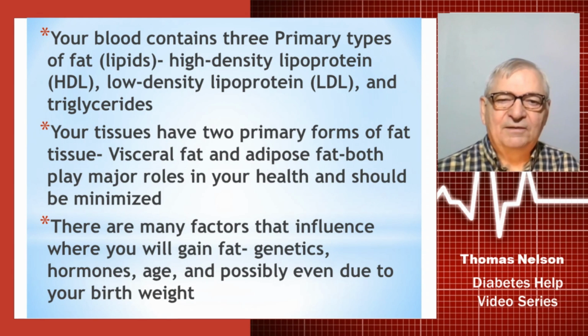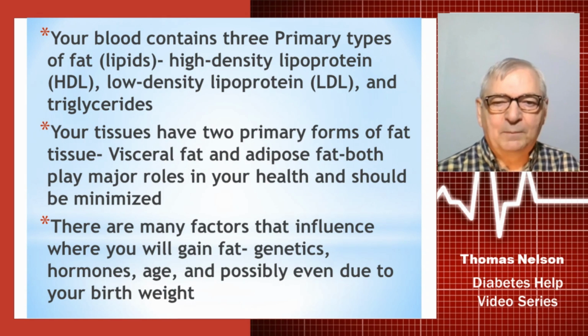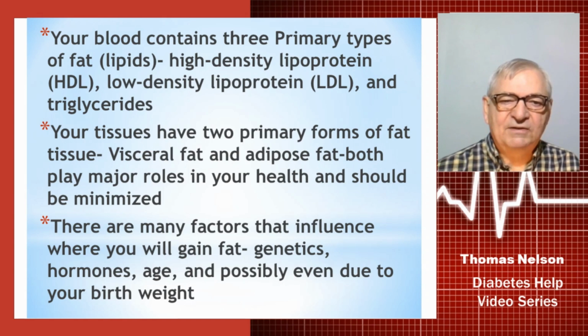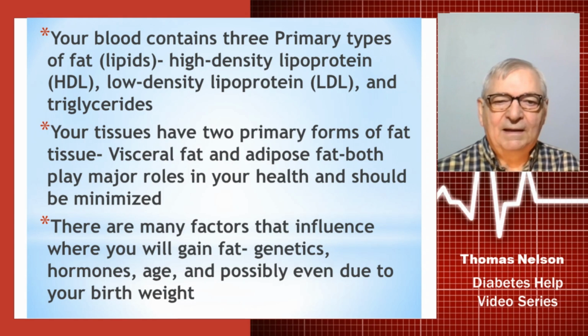Your blood contains 3 primary types of fat, or lipids as scientists call them: high-density lipoprotein, which is HDL, low-density lipoprotein, which is LDL, and triglycerides. Your tissues have 2 primary forms of fat as well. Visceral fat and adipose fat are both major role players in your health, and those are the ones you're going to be focusing on to try to minimize.